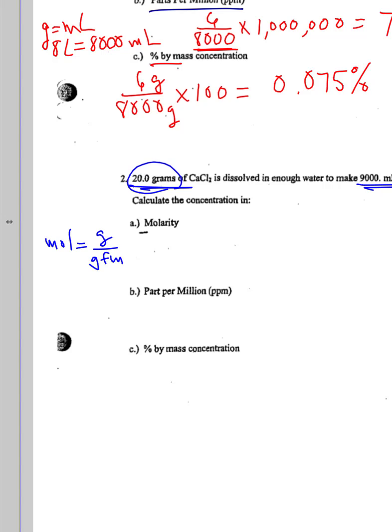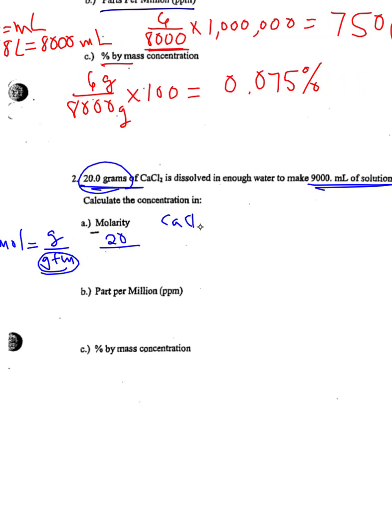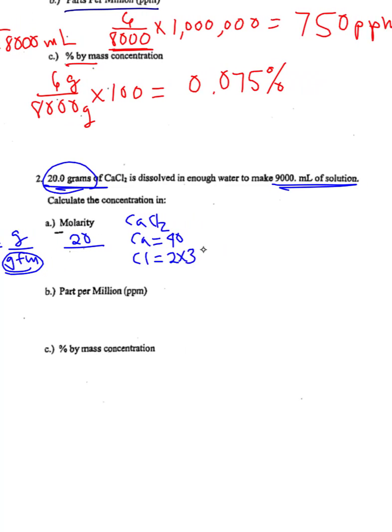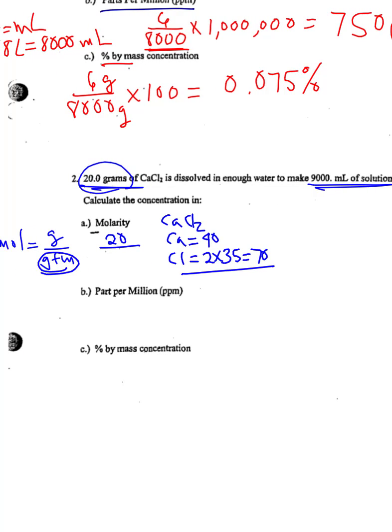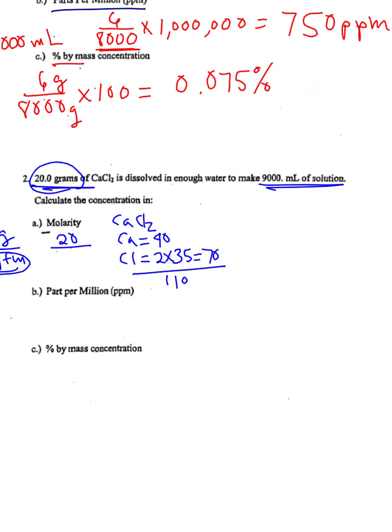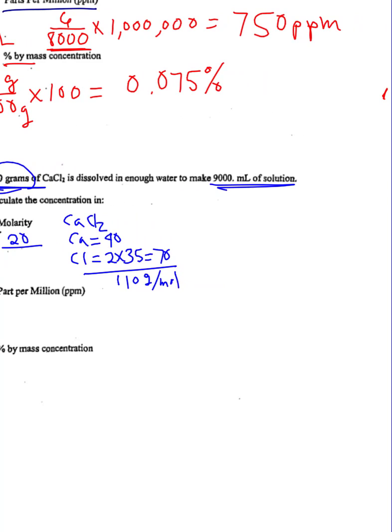over gram formula mass. So our number of grams is 20 grams. We have to figure out this gram formula mass. I'm going to do that now. Calcium chloride. So we've got 1 calcium, and that calcium weighs 40 grams per mole. And we've got 2 chlorines, 2 times 35, which equals 70 grams per mole. That means our total gram formula mass is 110 grams per mole.